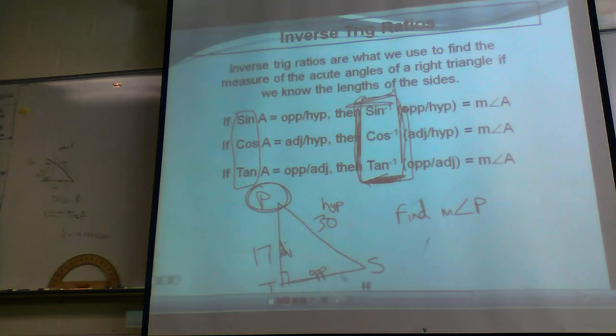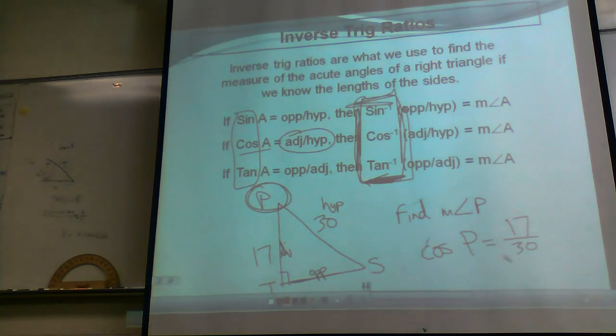So I don't know the opposite side. The two sides I know are adjacent and hypotenuse. So since I know those two, the only option up here for me to use is cosine. Okay? And you would set it up exactly as it looks here. You would go cosine of the angle equals the adjacent side over the hypotenuse. Divide those out. Make them a decimal.